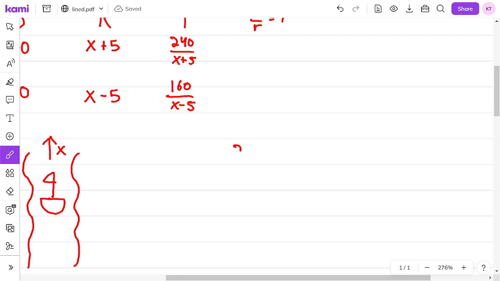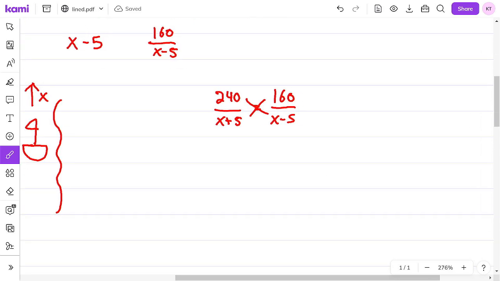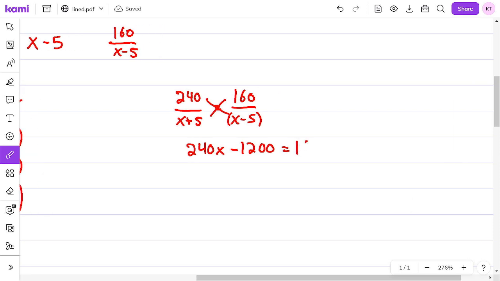So I will have 240 divided by x plus 5 is going to equal 160 divided by x minus 5. And so I'm going to go ahead and solve this by cross multiplying here. If I do that, that will give me 240x minus 1200, because again, I have to distribute this, is going to be equal to 160x plus 800. Distribute that one as well.